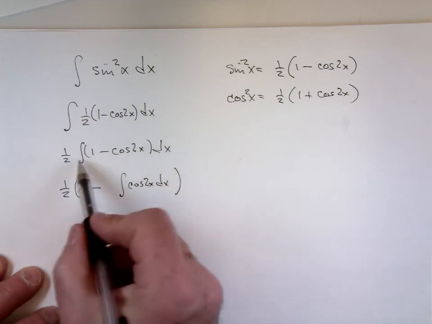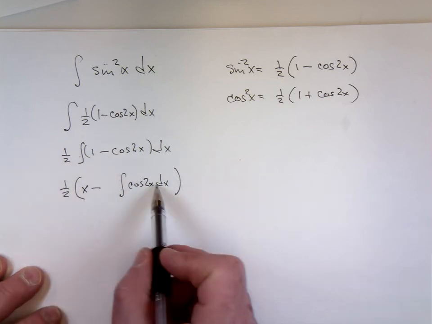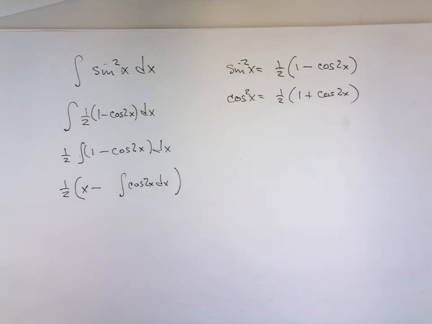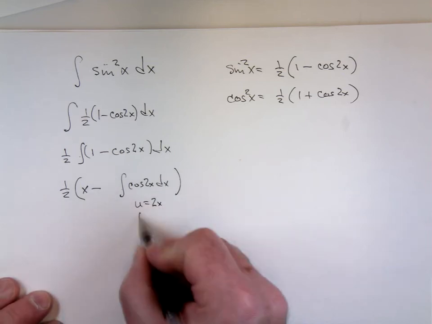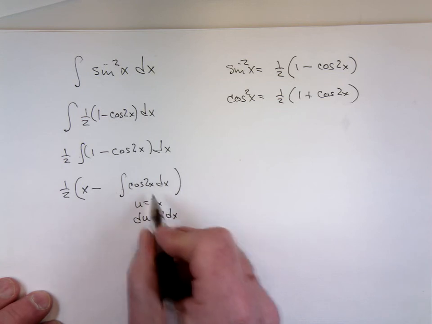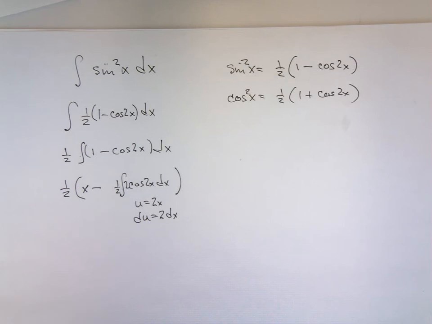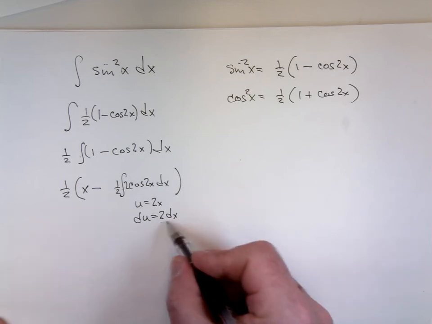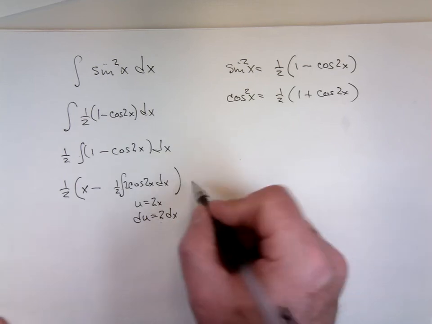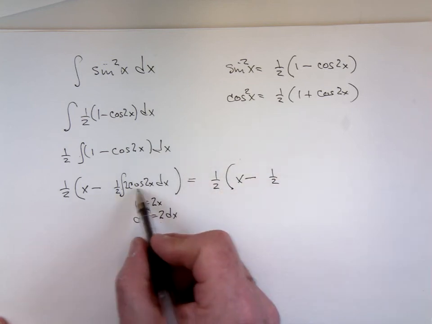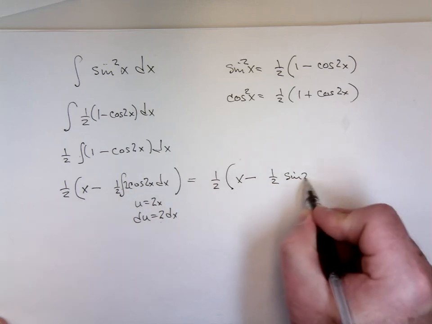What form is that integral? Cosine 2x dx. Cosine u is correct. Thank you. U is 2x. Du is 2 dx. I'm going to have to multiply by 2 and by 1/2. Why do I have to multiply by 2? Because I need a 2 dx to get my du. My answer is 1/2 x minus 1/2 times the integral of cosine u, which is sine u plus c. That is the integral. That's the answer. I know it's pretty nasty.